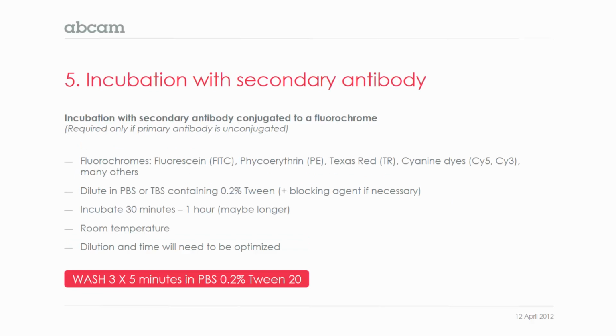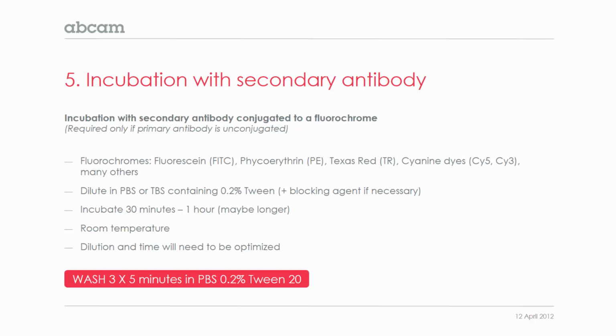Sometimes primary antibodies are already conjugated, in which case you won't need a secondary antibody. But if you do need a secondary antibody, then this would be your next step. So the secondary antibody would probably be conjugated to a fluorochrome, and we have many of these available. There are many on the market now, and the most common, for example, are FITC, phycoerythrin (PE), Texas Red, and there are many others as well.